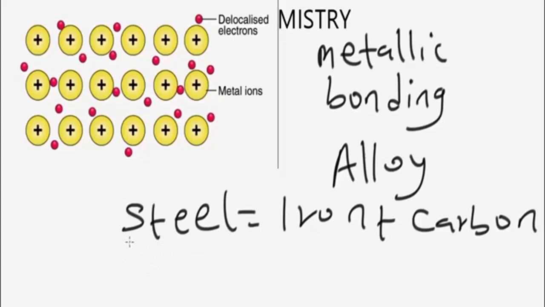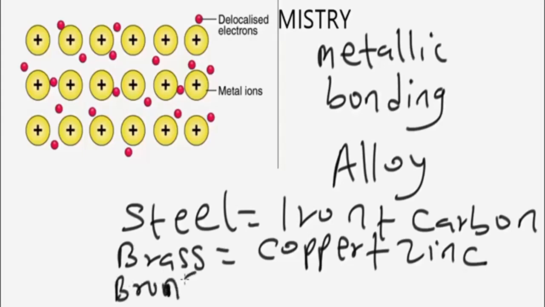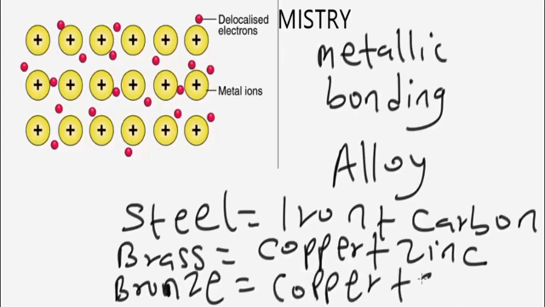Another typical example is brass. Brass is an alloy of copper and zinc. Another typical example is bronze. Bronze is an alloy of copper and tin. And the rest of them, we have other alloys. Basically, an alloy is a combination of two or more metals. So take note of this.